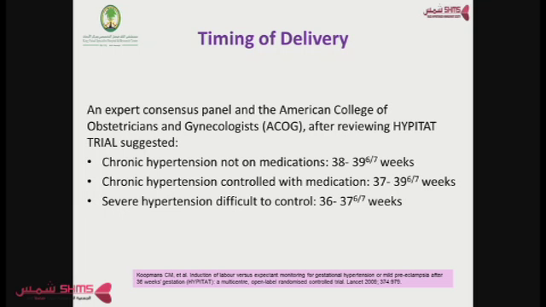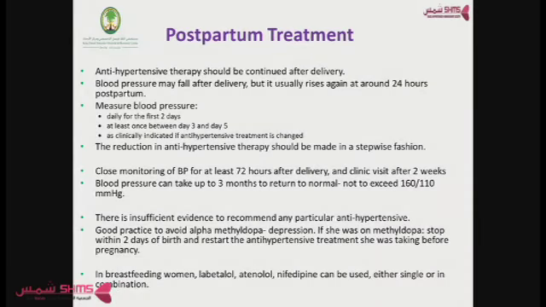So, timing of delivery: chronic hypertension on medications, usually by 38 weeks. Chronic hypertension on no medications, by 37 weeks, and preeclampsia with severe features by 34 weeks of gestation.